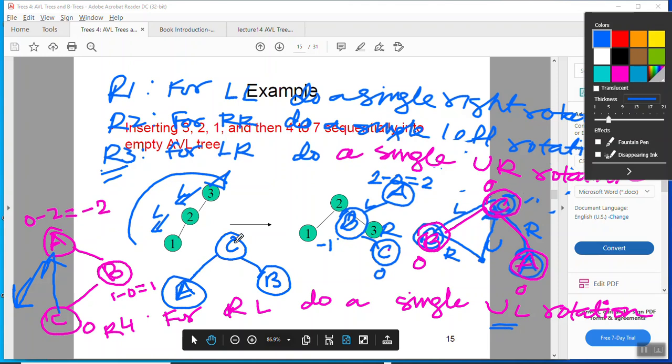Now you got A, C and B. You see that this is a BST, right? And its balance factor is 0, its balance factor is 0, its balance factor is 0. Now it is an AVL tree. So this is my technique, and you can remember it this way.